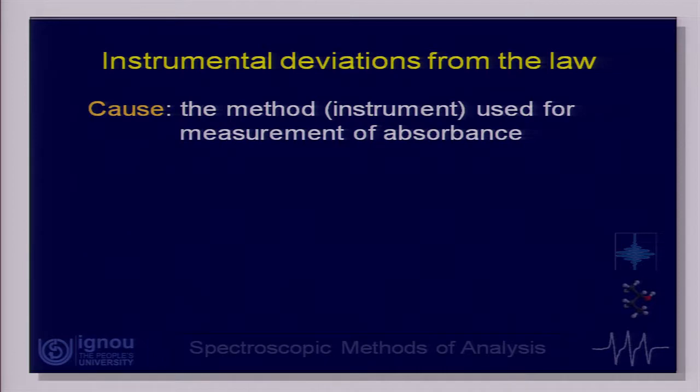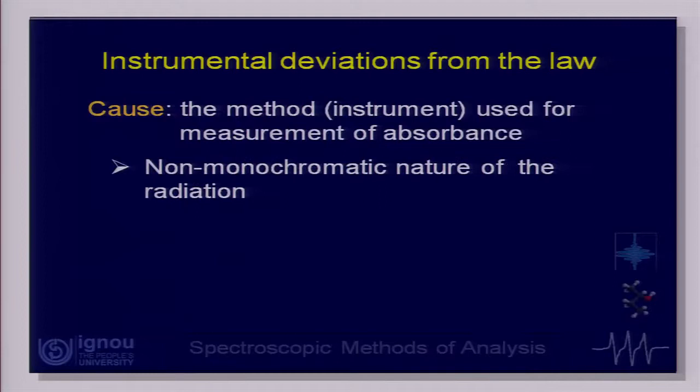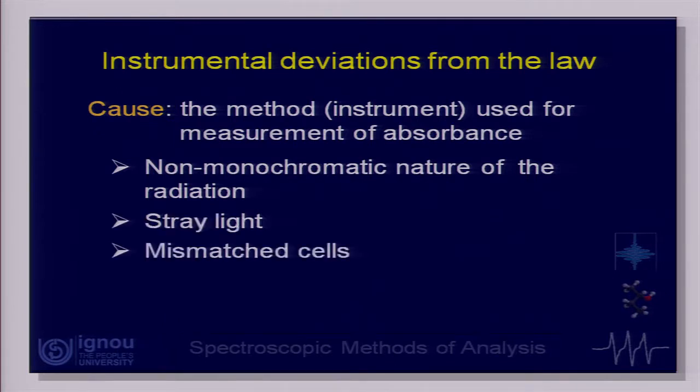and they happen to be instrumental deviations. If you really ask me, these are deviations not only because of the instrumentation involved, but broadly speaking because of the way we conduct the experiment, that means the way we make the measurement. In this category we can talk about different factors. One of them is the non-monochromatic nature of radiation, second is stray light, the third is mismatched cells, and the fourth one is temperature. Let us talk about each one of them one by one.